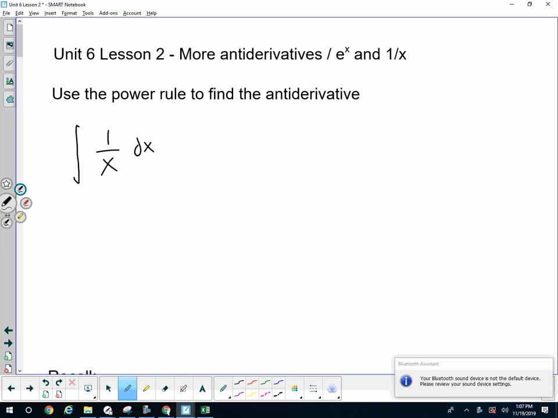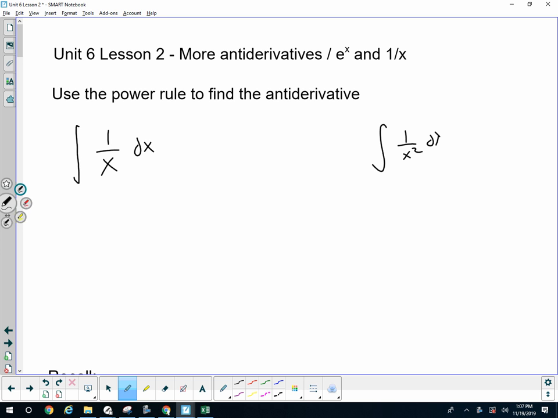Let's go ahead and use the power rule to take the antiderivative of 1 over x. Now, just a quick reminder: if you have something like 1 over x squared, we rewrite it as x to the negative second. We take the antiderivative by adding 1 and then multiplying by the reciprocal, making sure we have a plus c. All right, do that with 1 over x. What happens?